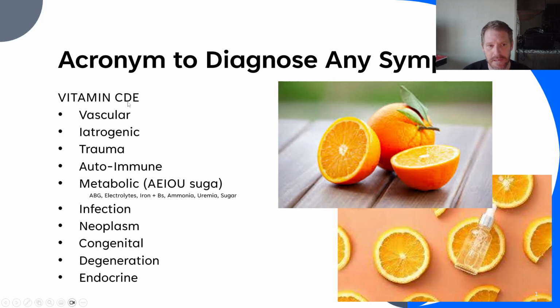So going back to the vitamin C, D, E acronym, we have infection, which can include anything from sepsis to pneumonia, neoplasms, so essentially tumors, a metastasis of cancer, congenital, so genetic conditions you could be born with, not discovered till you're an adult, degeneration, so things of aging or the breakdown of the body, and then endocrine. So let's get into how we can use this to actually help us figure out a symptom differential diagnosis.